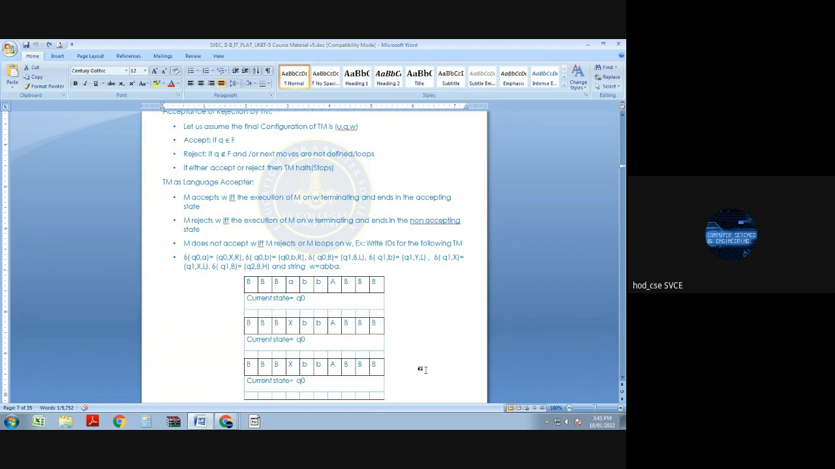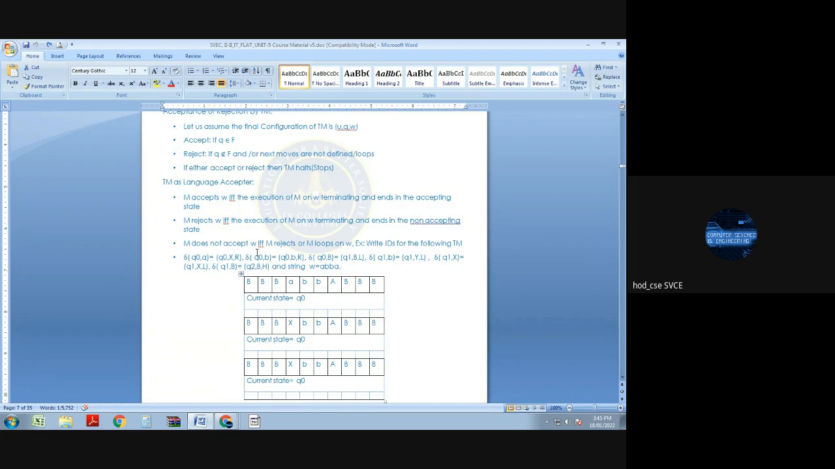M does not accept a string w if and only if M rejects or loops on w. So if it is in a rejection state, or if it is in continuous iteration, that is a loop state, then it cannot be accepted.